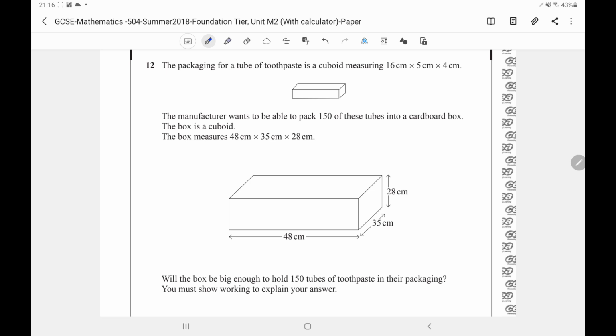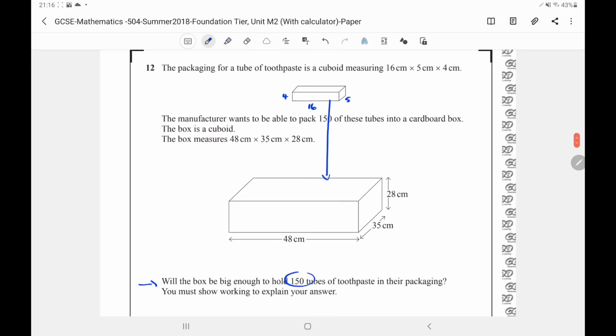Question 12, a lot of information, and there's a couple of ways you can do this. So the packaging for a tube of toothpaste is 16 by 5 by 4. The manufacturer wants to be able to pack 150 of these into that bigger box. So the box is also a cuboid measuring 48 by 35 by 28. So will the box be big enough to hold 150 tubes in their packaging? So you must show your working out.